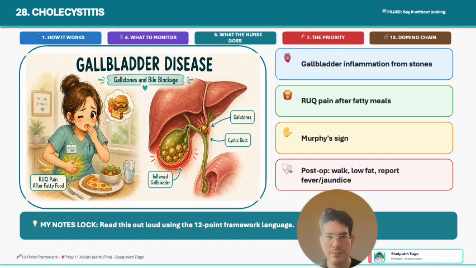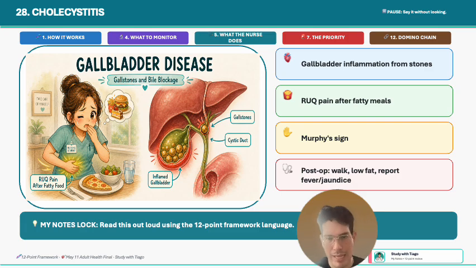All right? So, cholecystitis is inflammation of the gallbladder, often from gallstones, right? Blocking bile flow. The classic picture is right upper quadrant pain, especially after a fatty meal. Pain may radiate to the right shoulder or the scapula. The patient may have nausea, vomiting, fever, and tenderness. Murphy sign is pain or an inspiratory pause when the provider palpates the right upper quadrant during inspiration.